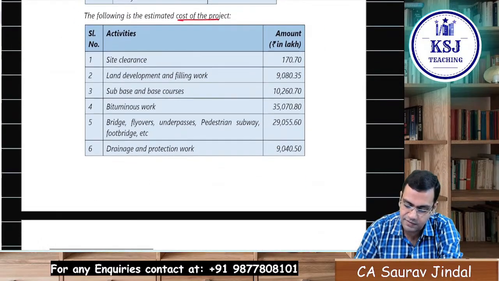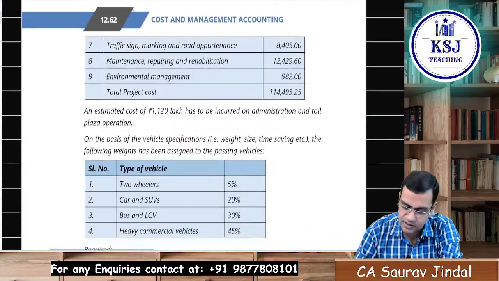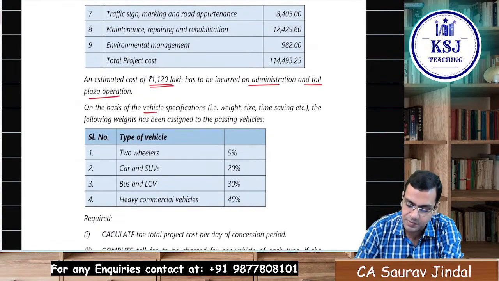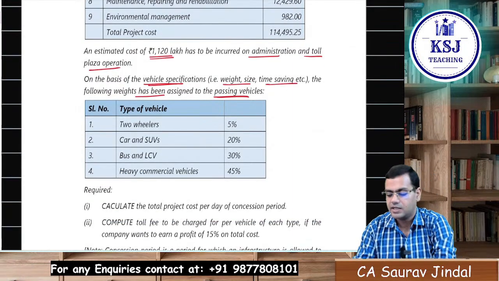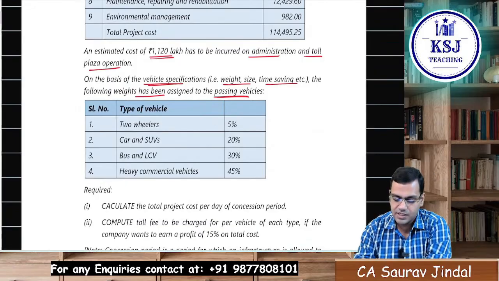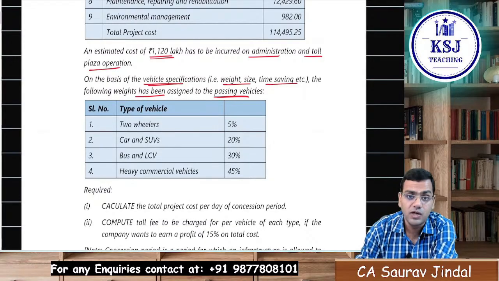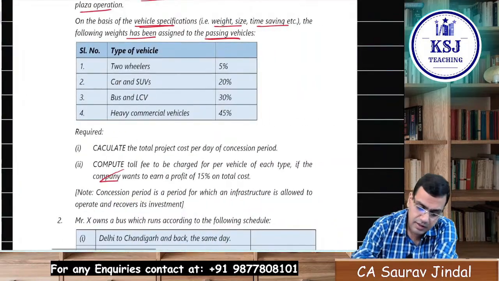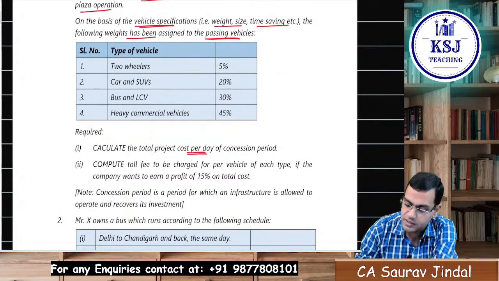Site clearance, land development, filling, subways and all that cost is given to you, total project cost. An estimated cost of 11.20 lakh has to be incurred on administration and toll plaza operation. On the basis of vehicle specifications, that is weight, size, time saving, etc., the following weights have been assigned to the passing vehicles: two-wheelers 5%, car and SUV 20%, bus and LCV 30% and heavy commercial vehicles 45%. Calculate the total project cost, and calculate the total project cost per day of concession period.